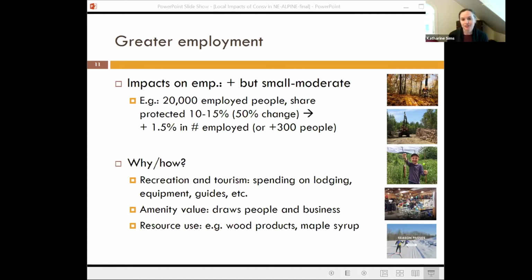Since our estimates on employment are positive, the main implication is that the gains from these types of positive effects on employment outweigh other factors that might slow down employment, like limits on intensive resource extraction or limits on the conversion of land for commercial or residential development. So conservation is in net a positive driver of employment across the region.